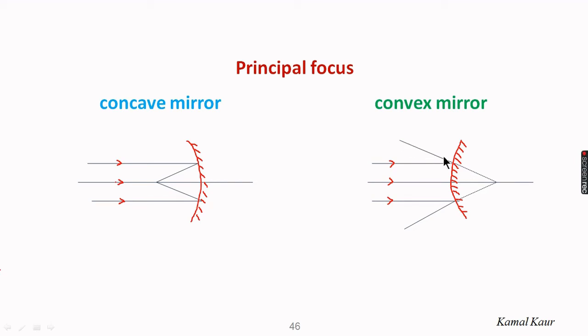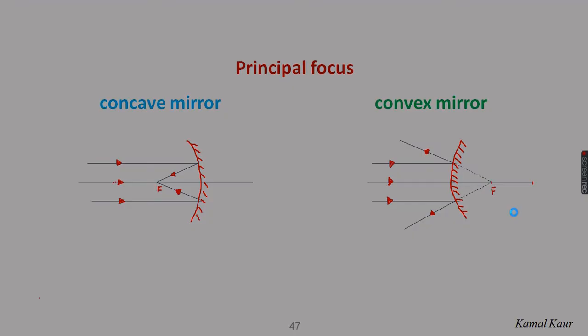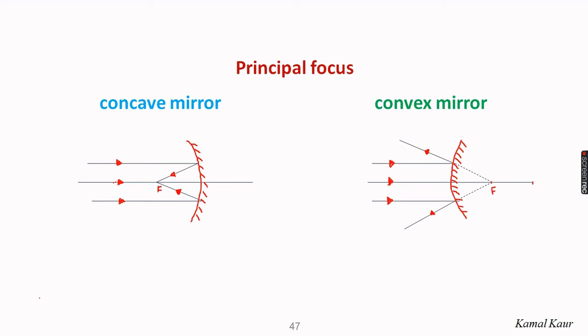And if we extend these rays backwards, they will appear to come from this point, and we need to take care of one thing here: this complete line and this dotted line should be one straight line. It should be drawn together, half complete and half dotted. So now we will show the path of the reflected rays also with the help of arrows.